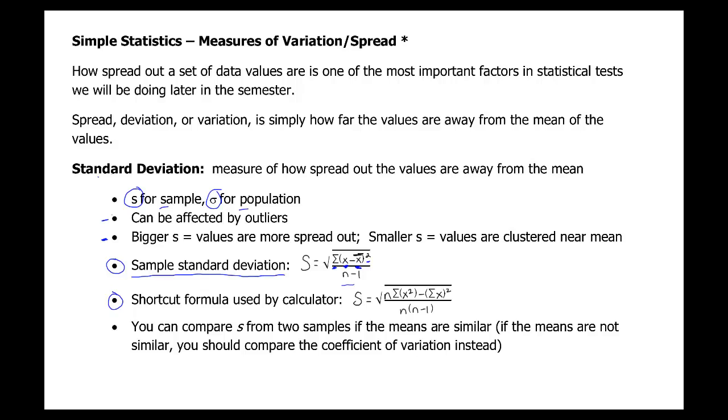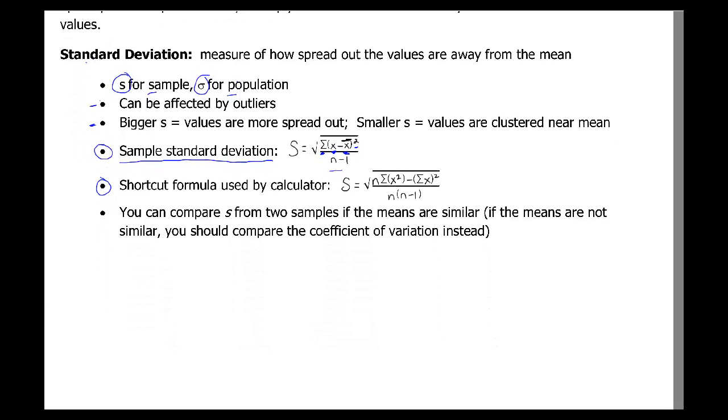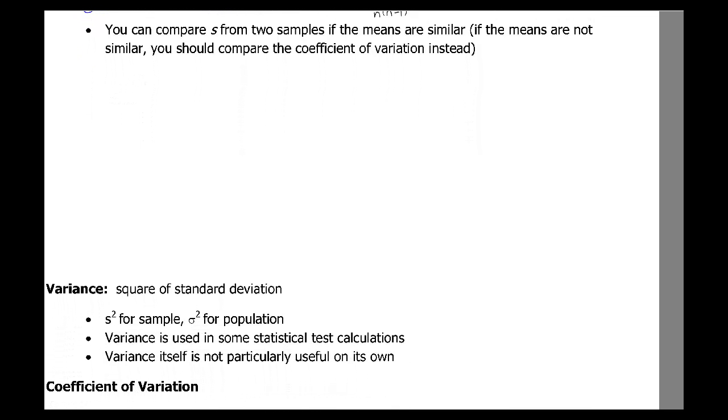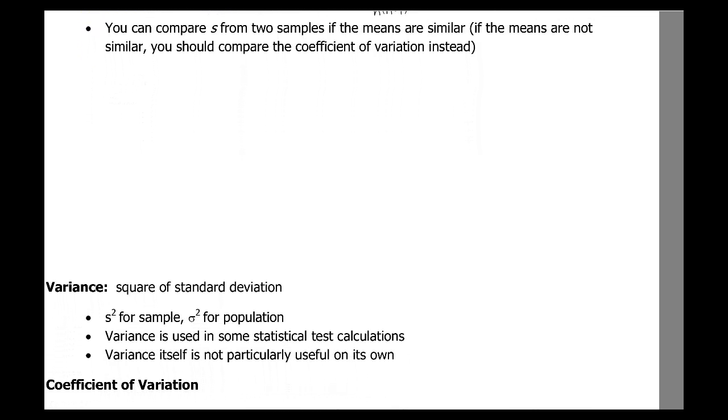There's a shortcut formula used by your calculator that is a little easier to plug numbers into, but still tedious. So we will focus on using the list function in your calculator and having your calculator do one variable stats to report the standard deviation. Okay, so let's move down the page. We're going to take a look at how you can compare standard deviations from two samples, and then we'll come back and do some calculations in just a minute.